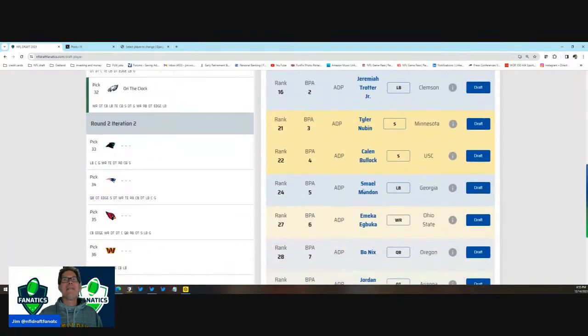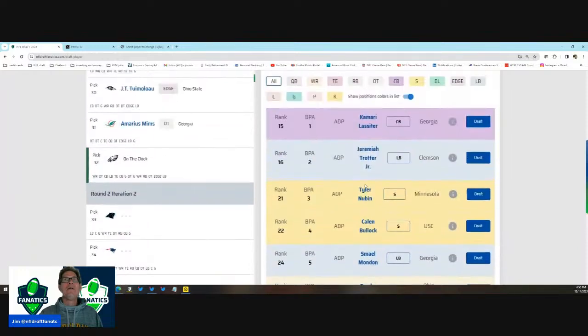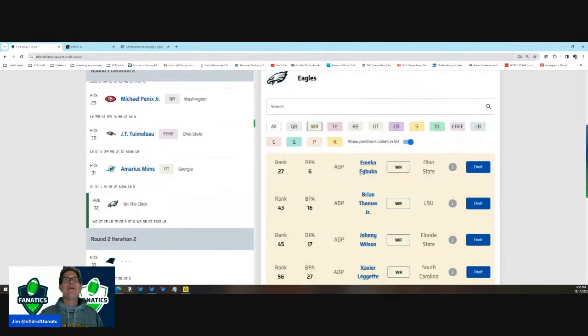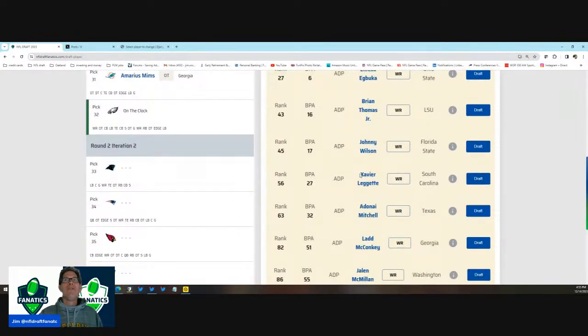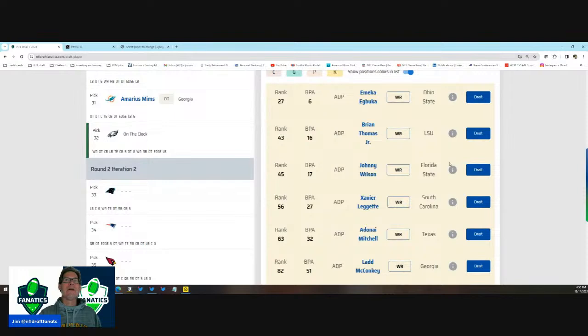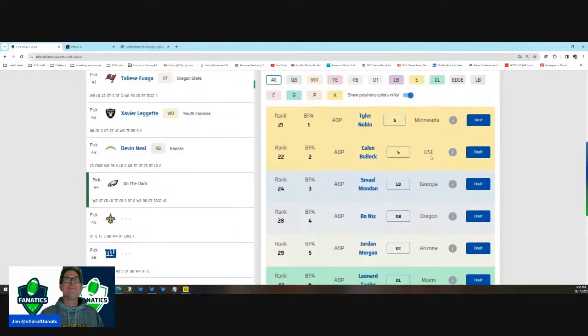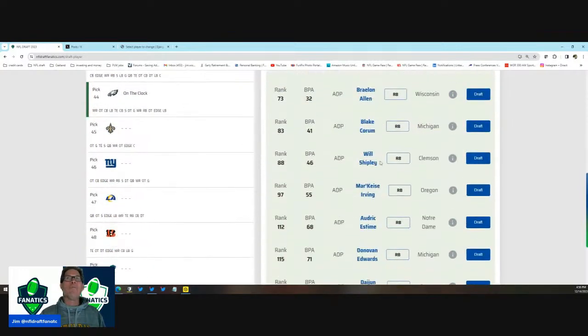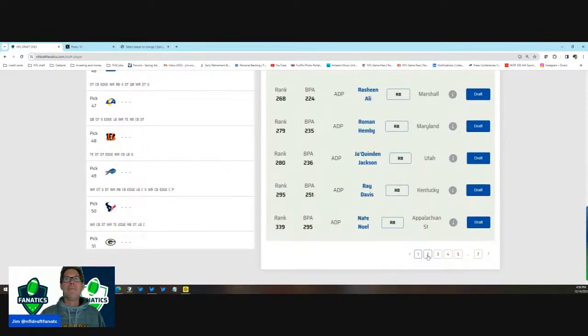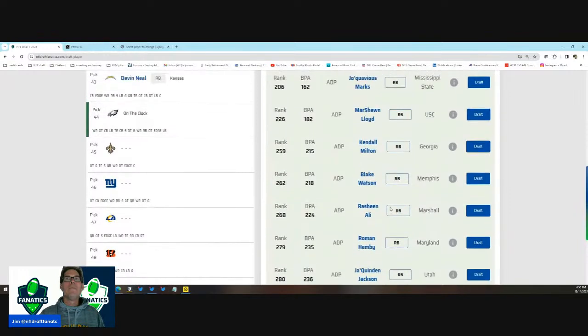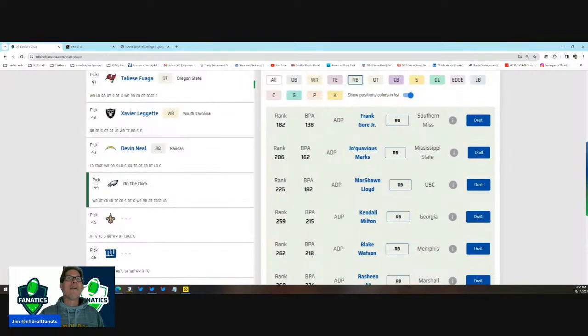What do I think the Eagles will do in round 1? Let's see what wide receivers are there. I see several wide receivers I like, so I'm going to take Johnny Wilson in round 1 for the Eagles. He was 45 when I picked him. And then I have more running backs to work on. Lloyd, look at his value right here. He's 226.